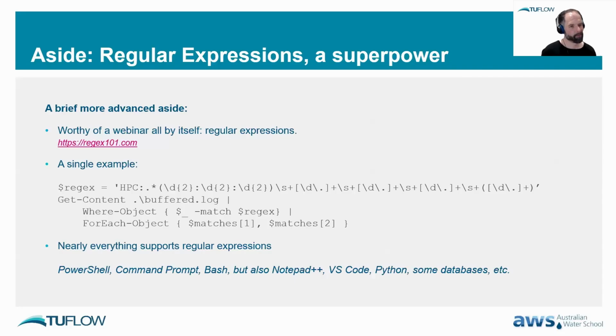I'll leave this for who wants to look into it, but do look into it. The example on screen would take a log file from TUFLOW and actually extract all of the timestamps from the computation with the number of wet cells. It might not look like it, but if you feed this to an AI, I'm sure it'll be happy to tell you exactly what it does and explain it in more detail.